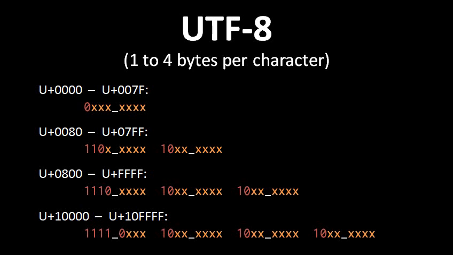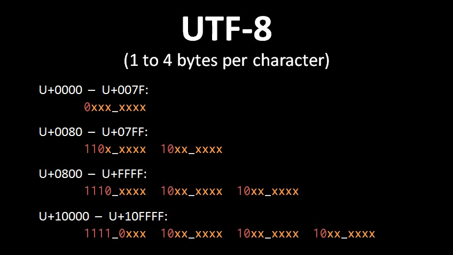The other most commonly used encoding for Unicode is called UTF-8, which encodes characters using either 1, 2, 3, or 4 bytes. It works out that the first 128 code points, the code points that correspond to the ASCII characters, are always encoded just using 1 byte. Then the range of code points from 0080 to 07FF are encoded in 2 bytes per character. And then the code points 0800 to FFFF are encoded using 3 bytes per character. And then finally, all the remaining code points are encoded using 4 bytes per character.